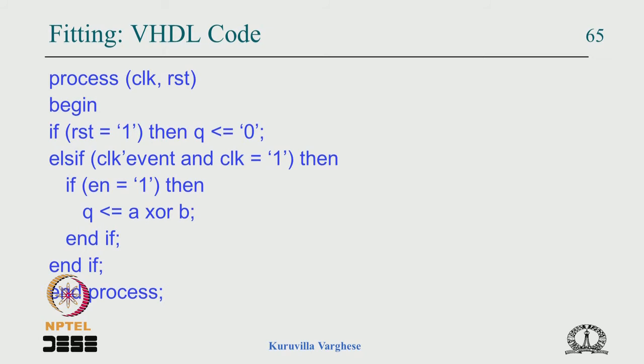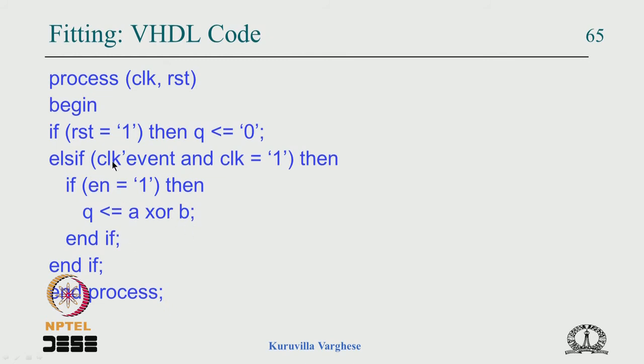Now let us take an example. We want to see, say we are showing a code, how this code gets translated into that CPLD architecture. So look at this, which says process clock reset begin. I hope you remember the VHDL we have discussed. If reset is 1 then Q is 0, else if clock event and clock is equal to 1, then under that if enable is 1 then Q gets A XOR B.